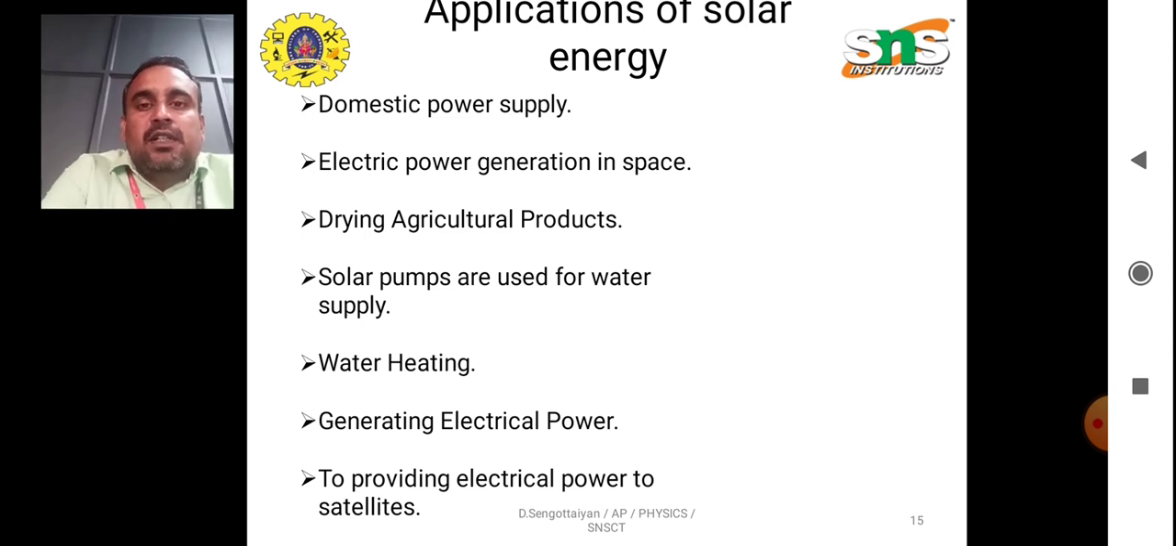It is a very important source of energy, that is, light energy is converted to electrical energy. So finally we will work on low cost and high efficiency solar cells.